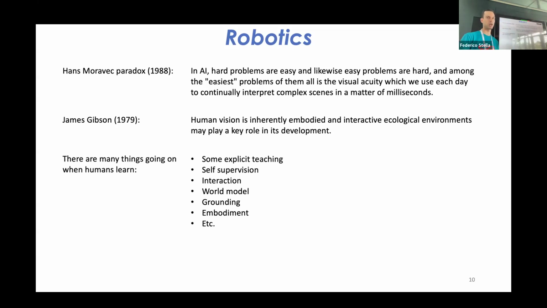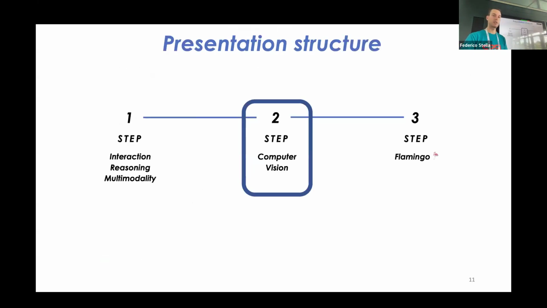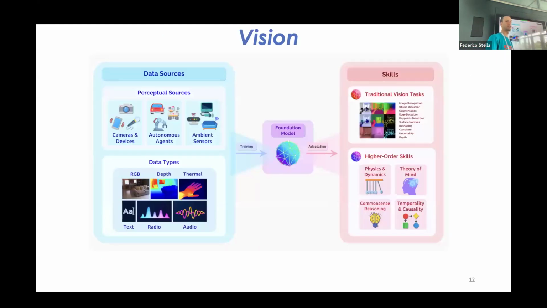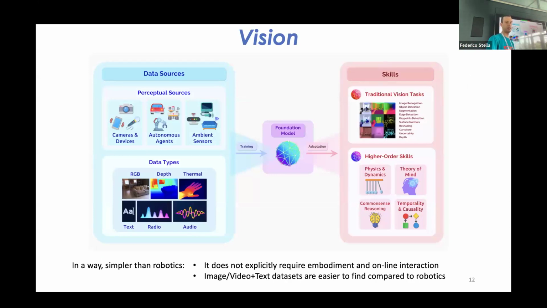So it's much harder than just training a neural network, but hopefully we will get to this point at some point. But if we take one step at a time, maybe computer vision is a good place to start. So in vision, we do not require embodiment and we do not require online interaction, at least for now. And it's much easier to find images and videos compared to robotics data. You can find them everywhere.